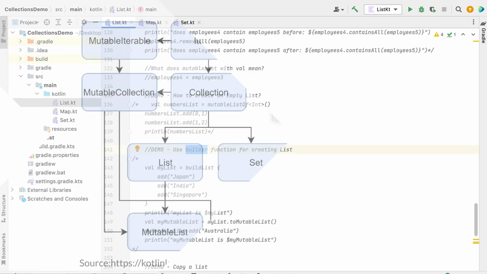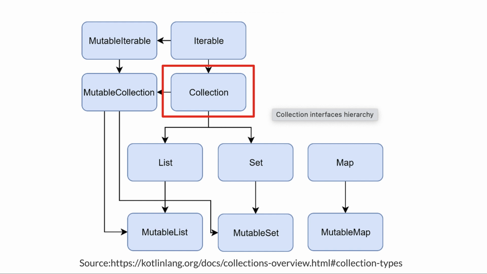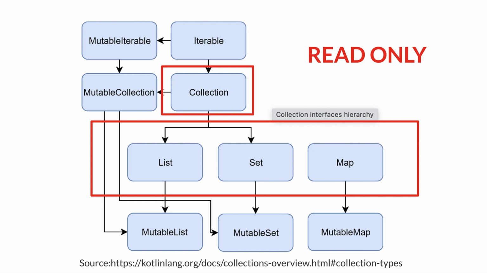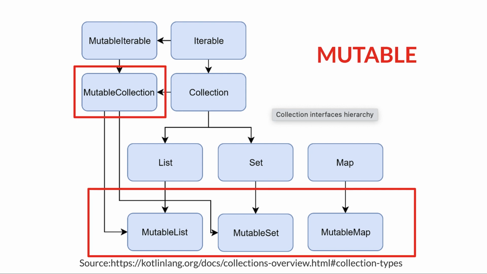So let's get started. This is the collection interface hierarchy. The Collection interface is the root of the collection hierarchy. It inherits from the Iterable interface that defines the operation for iterating elements. A pair of interfaces represent each collection type. The read-only interface provides operations for accessing the collection elements. A mutable interface extends the corresponding read-only interface with write operations like adding, removing, and updating its elements. Let's now jump to IntelliJ IDEA and see collections in action.